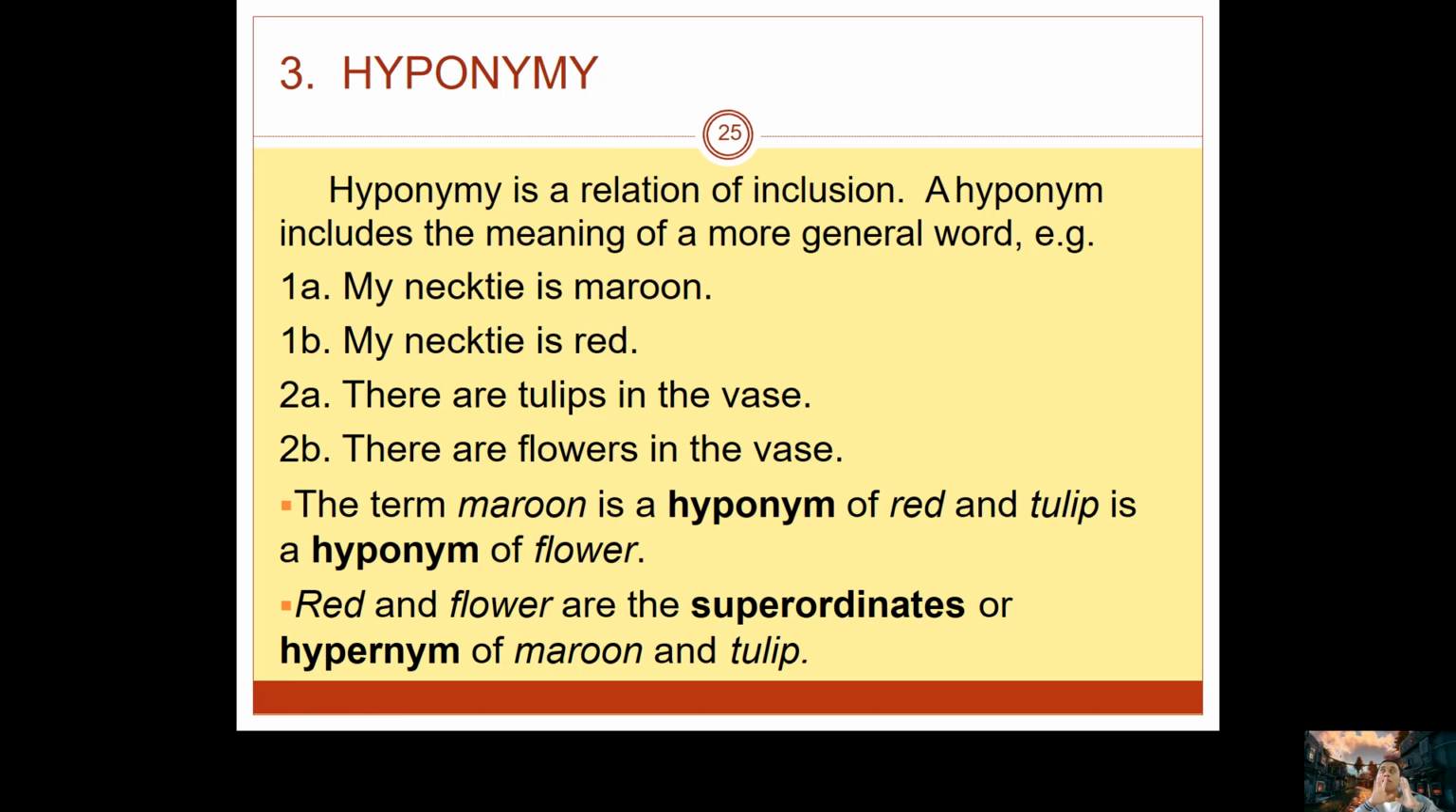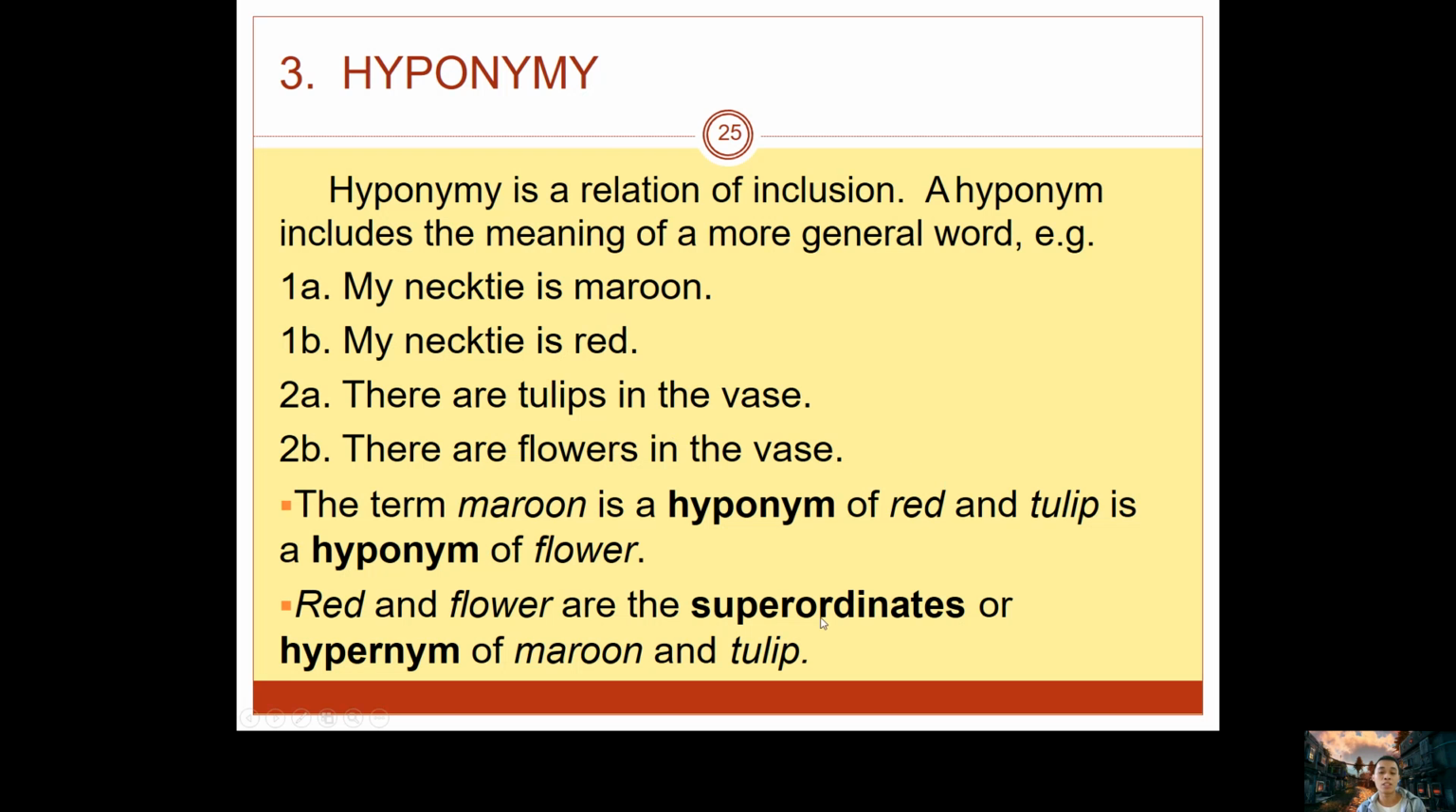So I will make it easy for you to understand, like color. Okay, color. The meaning of color is red, yellow, pink, green, and more, and so on. The colors, as I taught you, are the superordinates or hypernyms of those.